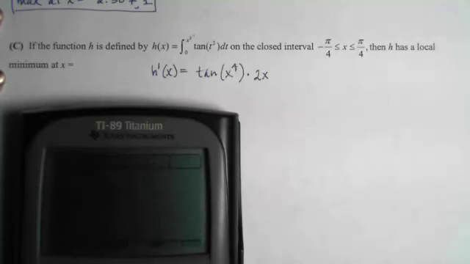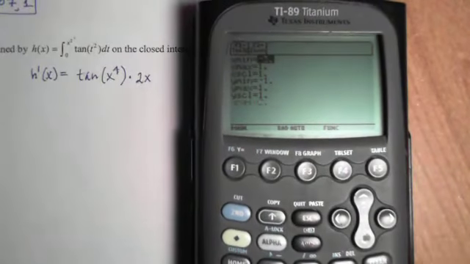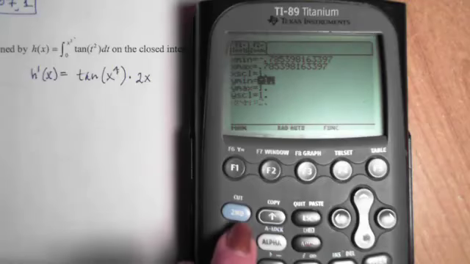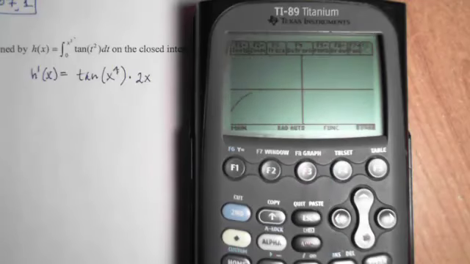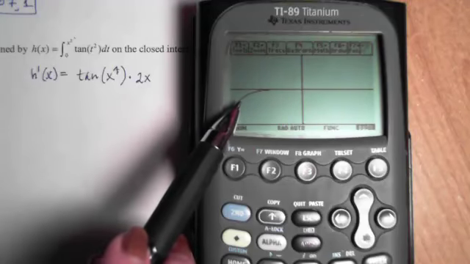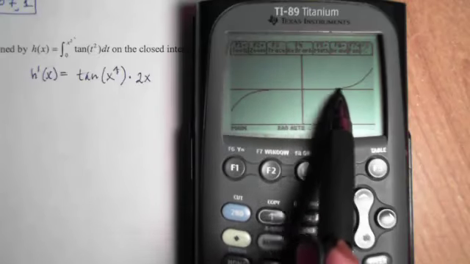Then I'm going to go to my window. I want to go from negative pi over 4 to positive pi over 4. Tangent actually gets pretty big and pretty small, but because I'm only interested in when it crosses the x-axis, I can still keep it from negative 1 to 1. So if I graph now, I will be looking for minima. That means I need this to cross from below the x-axis to above the x-axis. And we can see it's happening somewhere in here.